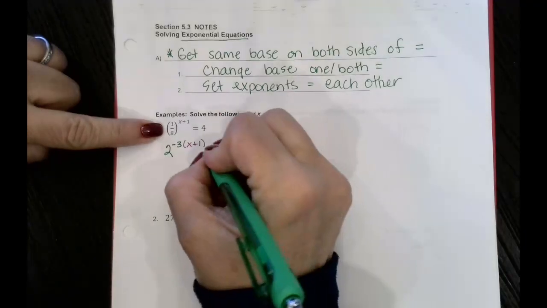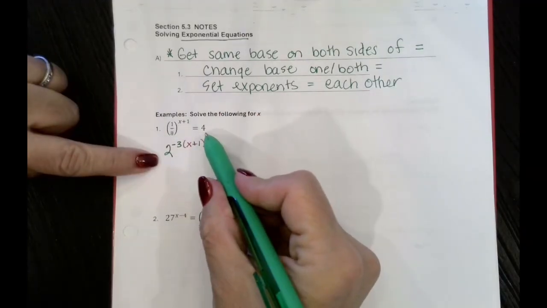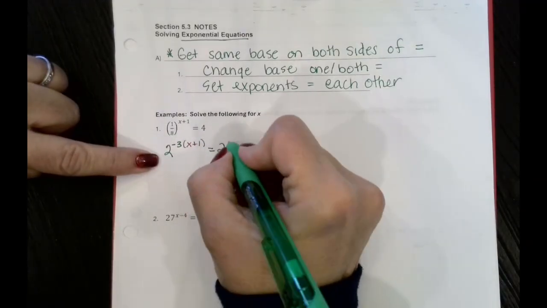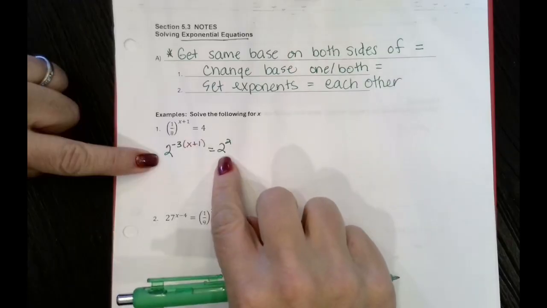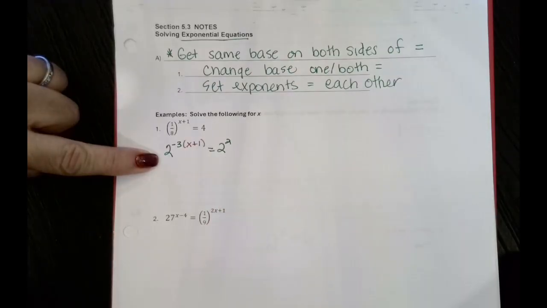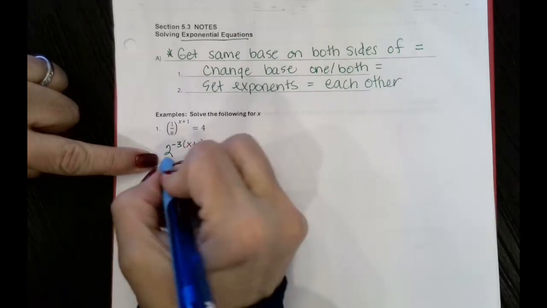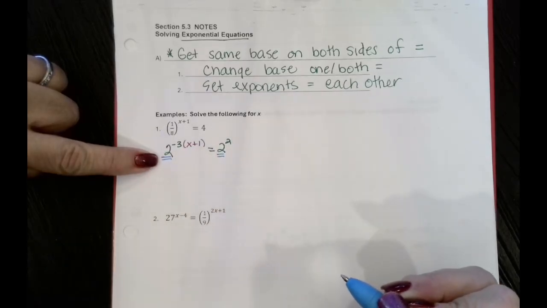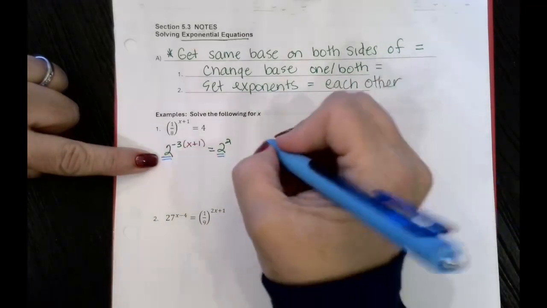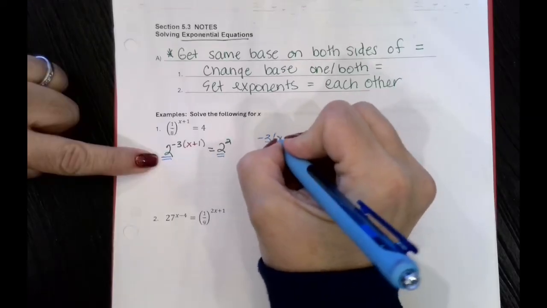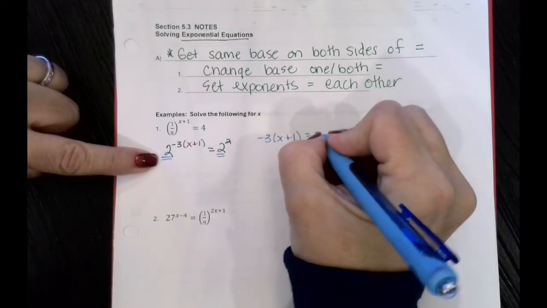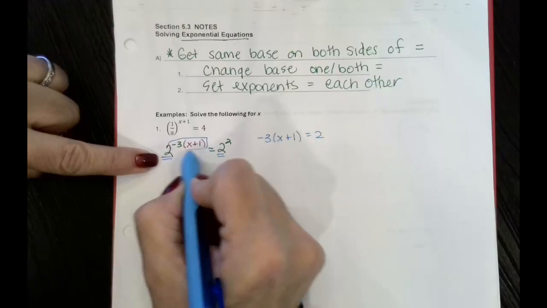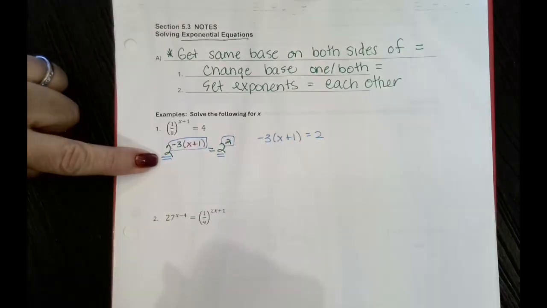Okay? Now, again, the goal is to get same base, so I'm going to make this 2 squared. 2 squared is 4. All right, so now what you see is that I have the same base of 2 and the same base of 2, so I'm going to set my exponents equal to each other. So I have negative 3 times x plus 1 equals 2. So I'm using this exponent right here equals this exponent.